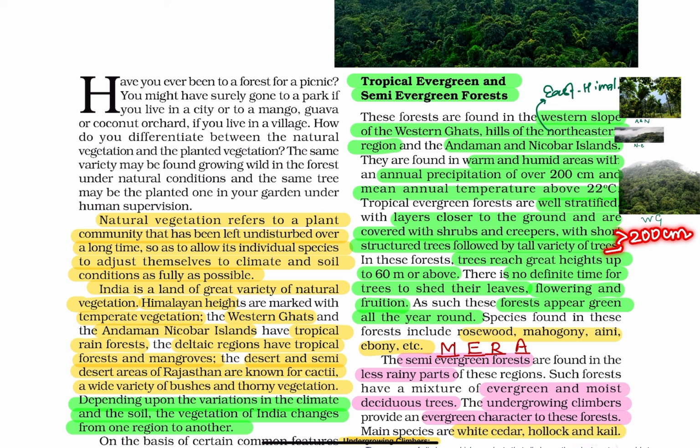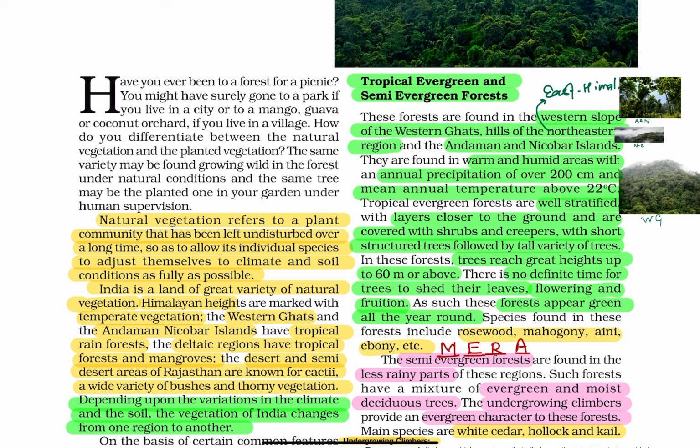More than 200 centimeters, and the mean annual temperature is more than 22 degrees Celsius. Okay, so we are noticing the climate, not only what we can feel, but also, here mostly the rainfall is about 200 centimeters or more, and the annual temperature is about 22 degrees Celsius, and it can be more than that. But this is the mean annual temperature, that mostly you'll find 22 degrees Celsius here, and mostly the rain is about 200 centimeters here. So these types of forests are the tropical evergreen forest.